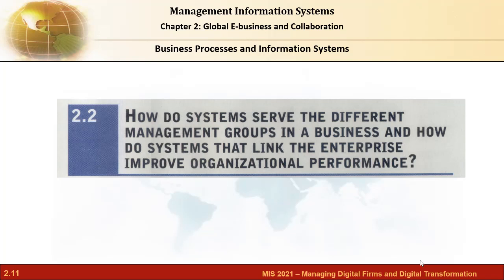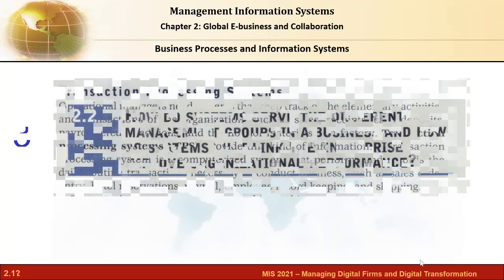Now we look at topic number 3, information systems for different management groups. We answer the question: how do management information systems serve the different management groups in a business, and how do systems that link the enterprise, the functions, the branches, or all the participants of an enterprise improve organizational performance?